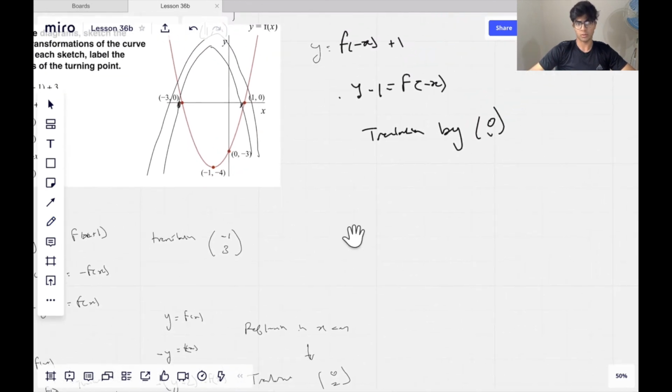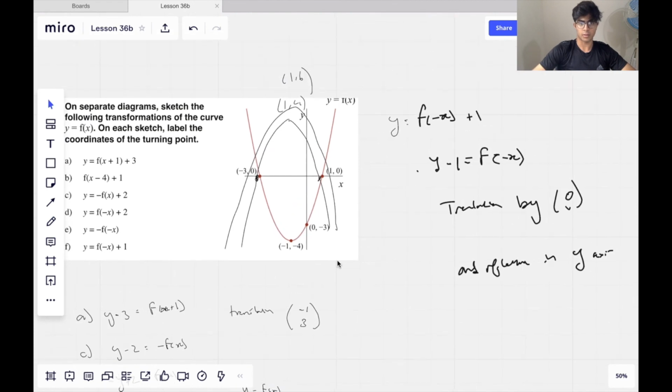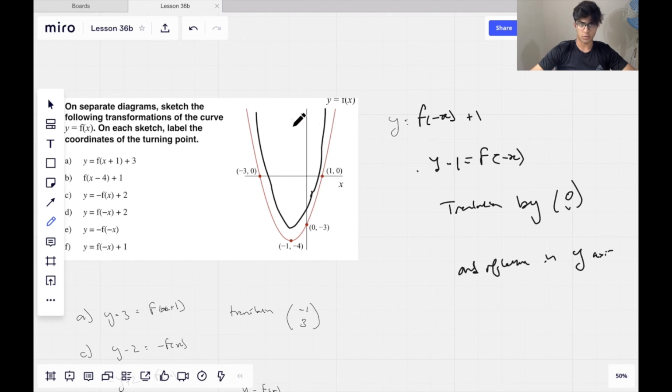So translation by 0, 1, and reflection in y-axis, which is the x direction, right? If I delete this stuff before, again it doesn't matter the order, so I'll translate first because that seems easier in this case. So translate up by 1 and then reflect in the y-axis. It's completely optional which one you do first. So it will look something like that.